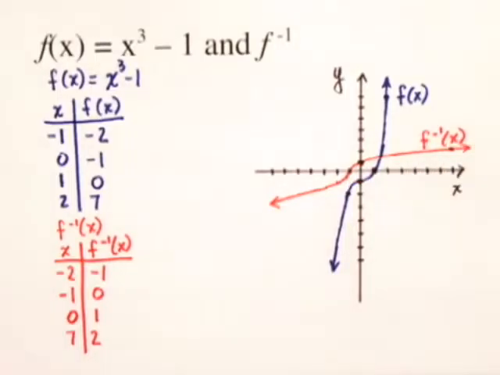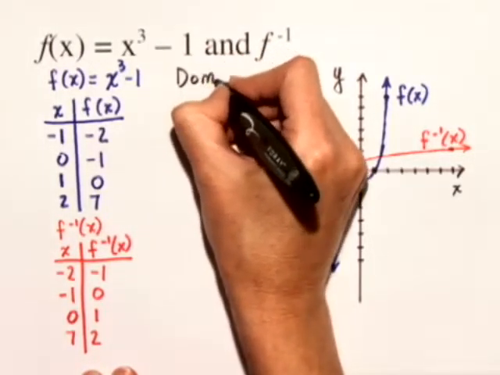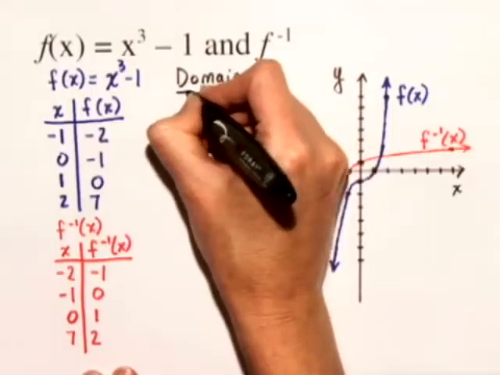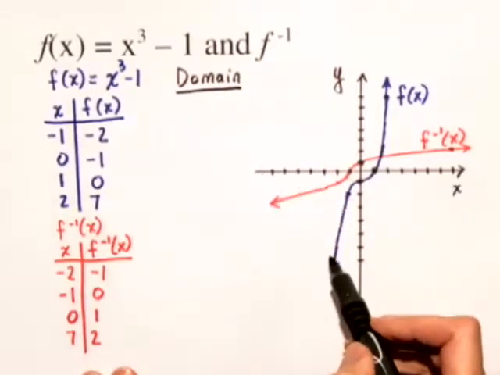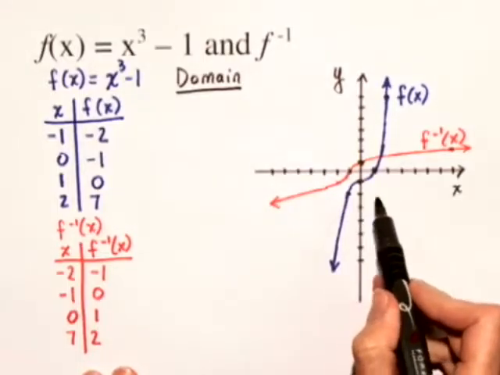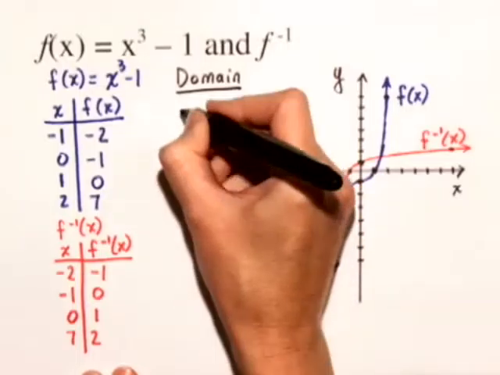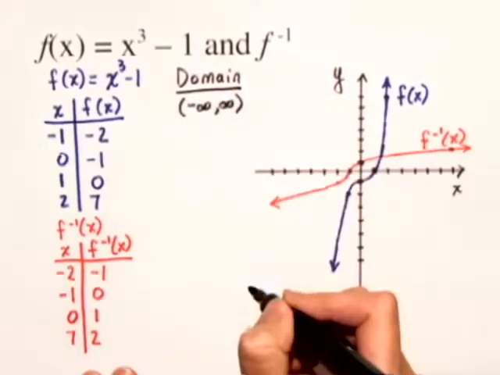Let's talk about the domain and the range of each function. So the domain of our original function, notice we can let x equal any value we want. And certainly by looking at this graph in blue, we can have x values as small or as large as we want. So the domain can be any real number from negative to positive infinity.